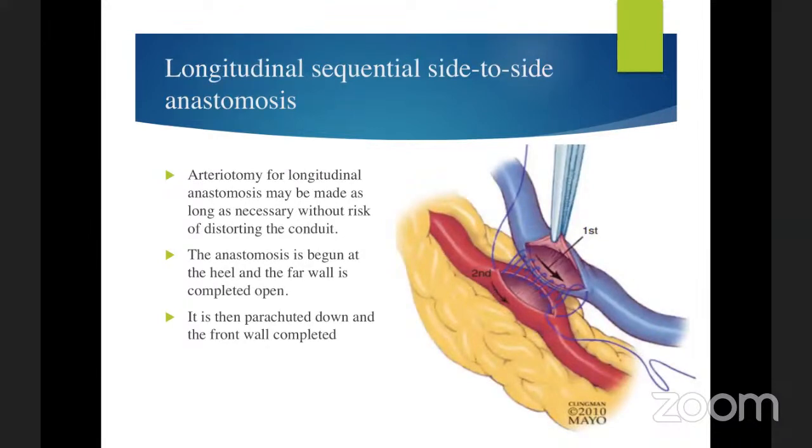Moving to the longitudinal sequential side-to-side anastomosis, the arteriotomy for a longitudinal anastomosis may be made as long as necessary without risk of distorting the conduit. The anastomosis is begun at the heel and the far wall is completed open. It is then parachuted down and the front wall completed.